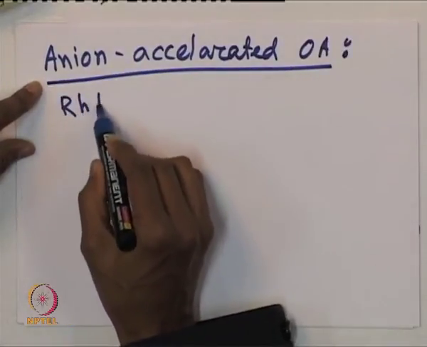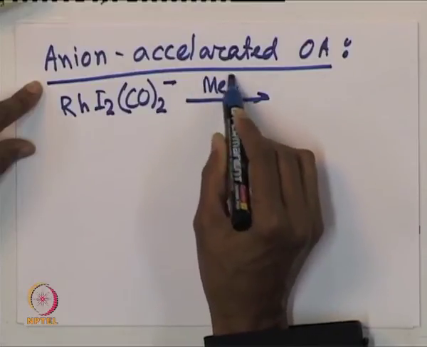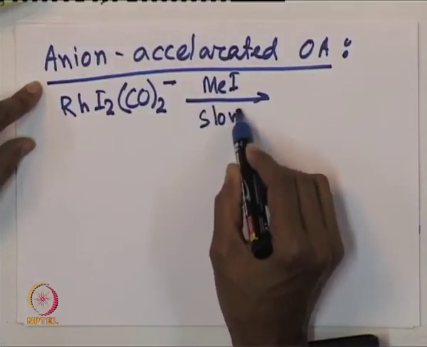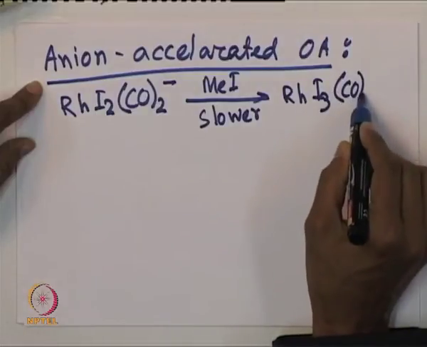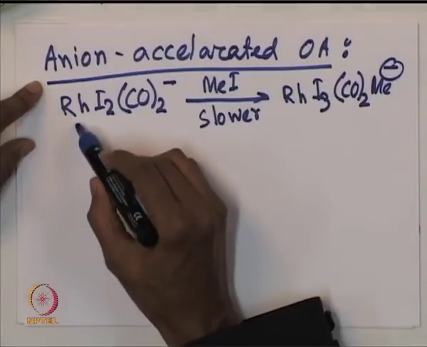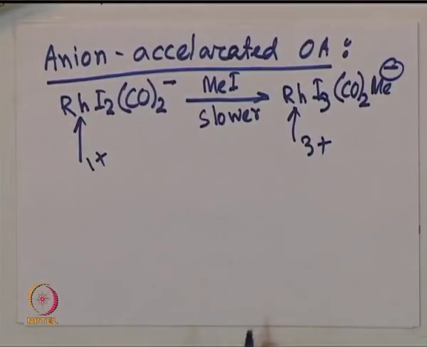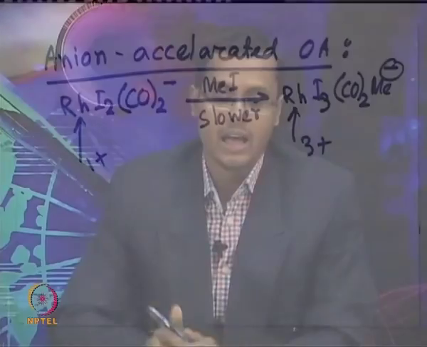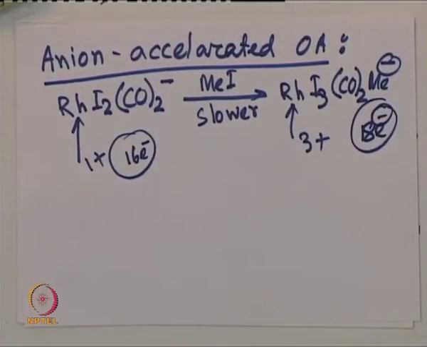Now, if you take the rhodium diiodo dicarbonyl complex and you want to do the addition with methyl iodide, you will get a very slow reaction to give the oxidative addition product RhI3(CO)2(CH3) minus. The starting complex, rhodium, is 1 plus, and the final complex will have 3 plus. The starting complex is a 16 electron complex and the final complex is going to be the 18 electron complex. Now, this is a slow reaction, indeed a very slow reaction.